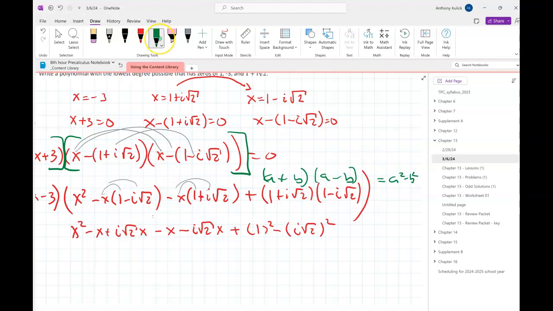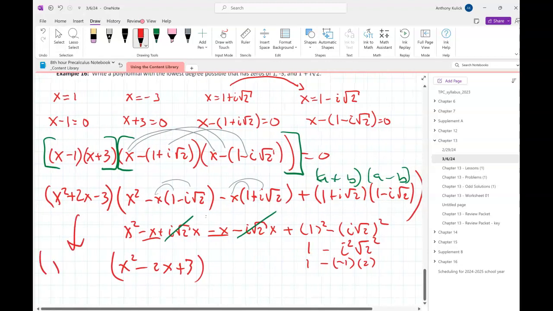Okay, if I look here, I have a positive i root 2x and a negative i root 2x, so those can cancel out. I have a negative x and another negative x, that's a negative 2x. 1 squared is 1. i root 2 squared, well, I remember if I square a product, I square the factors. Who remembers what i squared is? Nope. It's negative 1. And what is the square root of 2 squared? You mean just regular 2, right? So 1 minus negative 1 times 2 is 3.